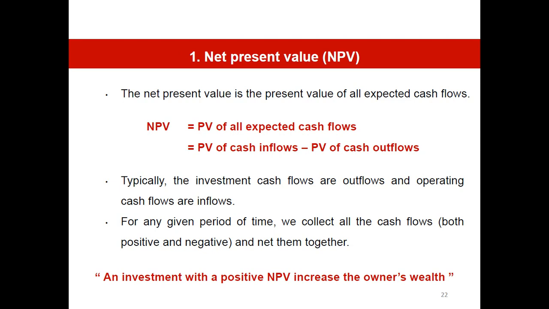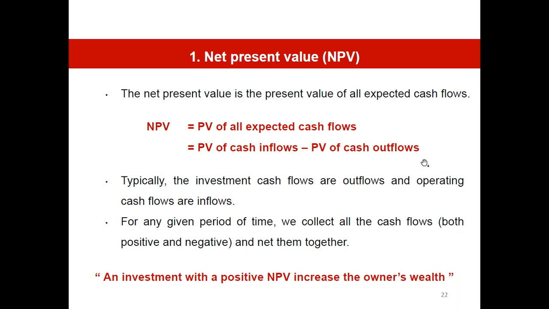The first indicator is net present value. It represents the present value of all expected cash flow. So you need to discount all future cash flow to the present value, and net means that you subtract: the present value of cash inflow minus the present value of cash outflow. Basically, the present value of the cash outflow is simply your investment in the first year. So you subtract them. An investment with a positive NPV increases the owner's wealth.